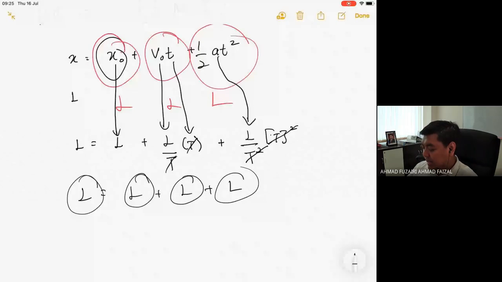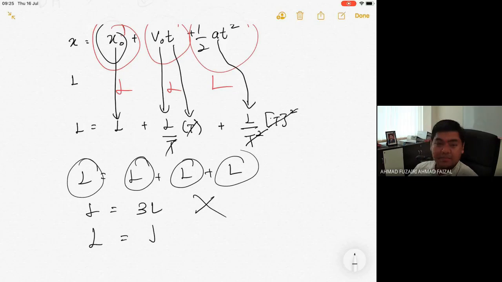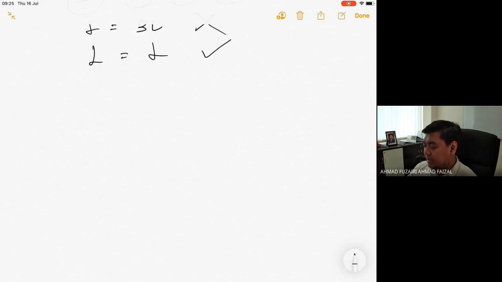Tapi nak tulis dia tak boleh lah. L equals to 3L. This is wrong. Tak boleh tulis macam tu. Okay, tulis the L equals to L. Then itu maksud dia. Tapi kalau contoh dia, saya keluar satu equation V equals to V naught plus AT square.